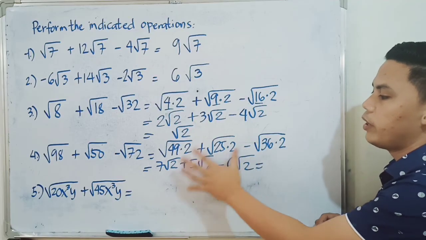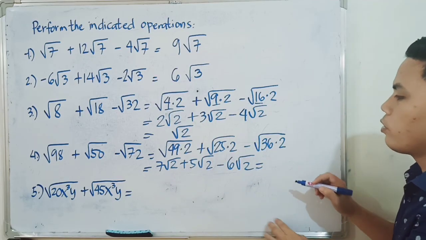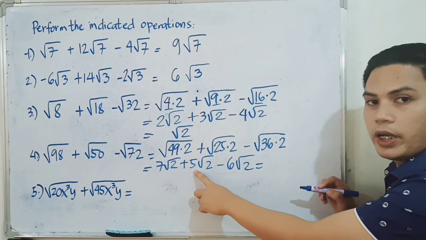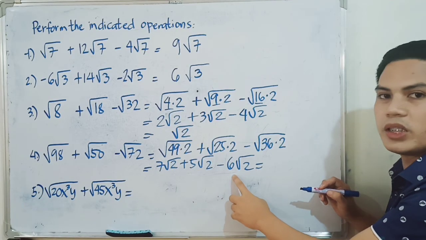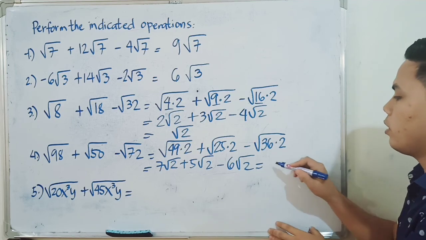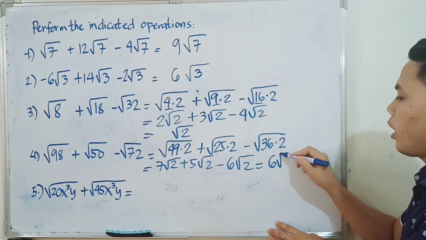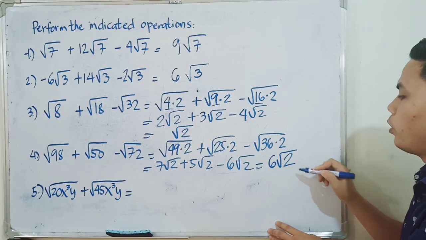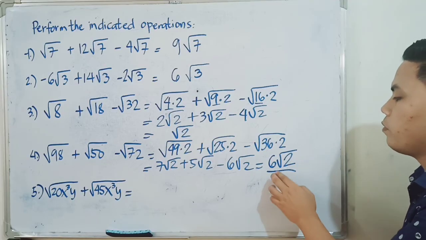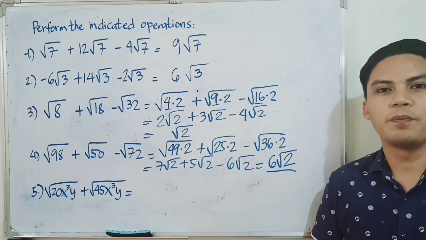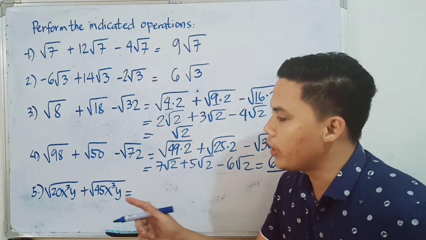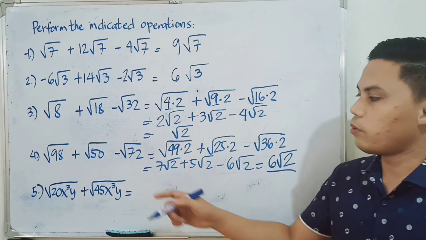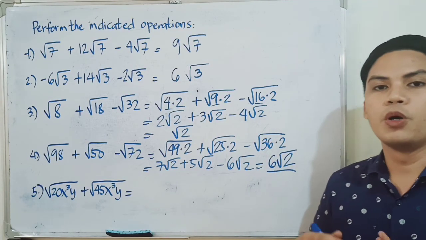So, we can combine the radical expressions. So we have 7 plus 5, that is equal to positive 12. Positive 12 minus 6, that is equal to positive 6. So positive 6, then copy lang yung common na radical nila. So we have 6 square root of 2. Now how about the last example? We have the square root of 20x cubed y plus the square root of 45x cubed y.